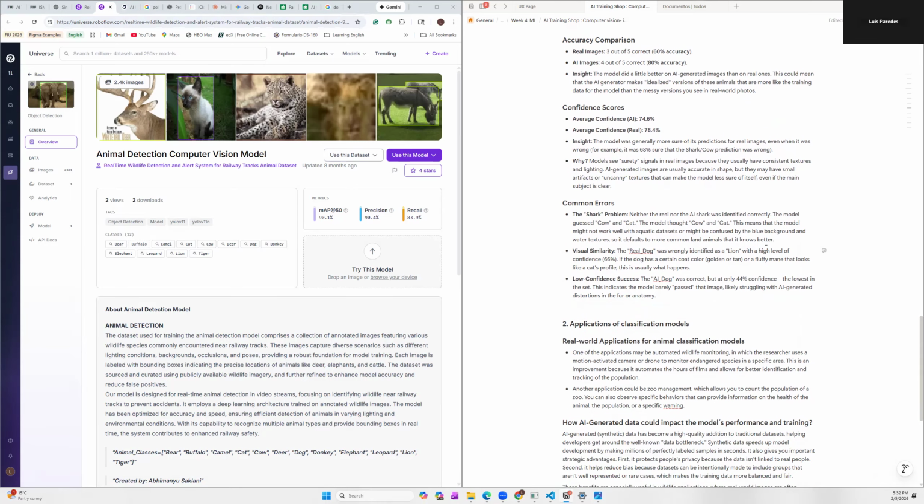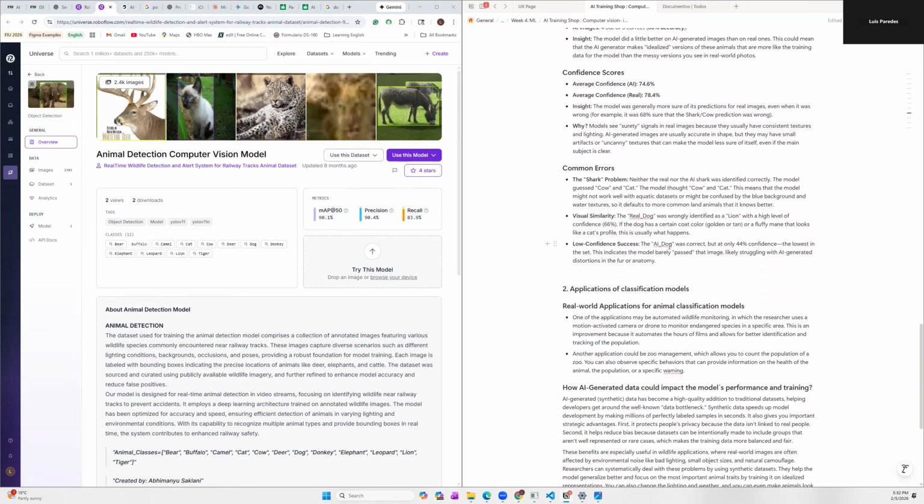There is also visual similarity: the real dog was identified as a lion, probably because of the colors, or probably that breed of dog doesn't have much training in the model. So, probably this is a certain mistake.